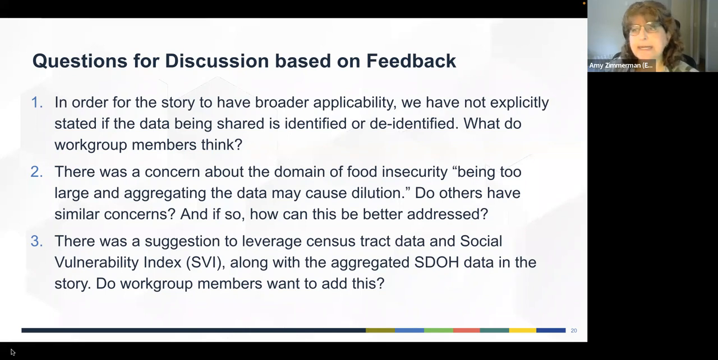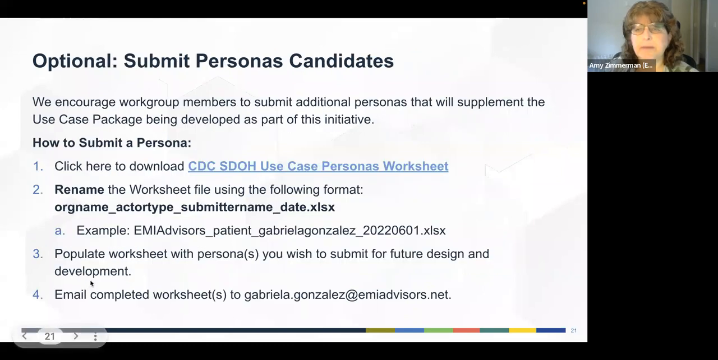So I think if we go to the next slide. What I did want to do is just again talk about our request of all of you as work group members to feel very free and comfortable to submit persona candidates. And again, the persona candidates, they don't have to be specific to just this story. They'll be part of the use case package, but they could be other kinds of public health professionals, diabetes educators, again, tribal nation leaders or leaders in territories or other healthcare academicians or researchers. And Gabby will talk through a little bit on how to do that, but we can include them and then they'll be there for future work. And those personas will already have been developed.